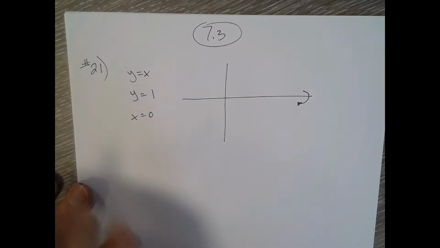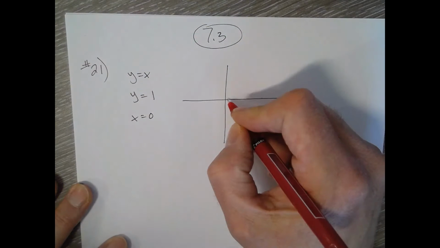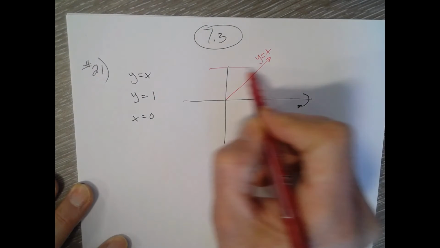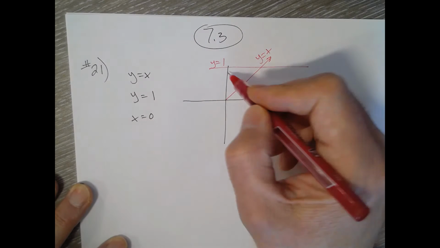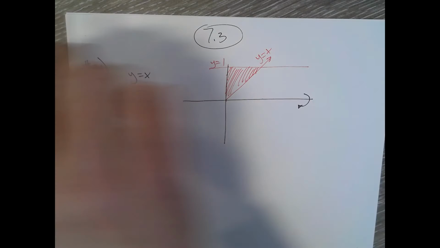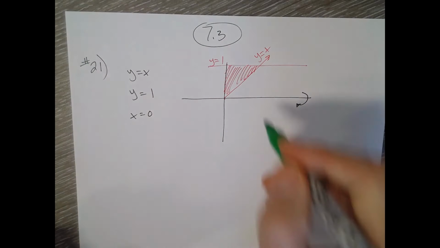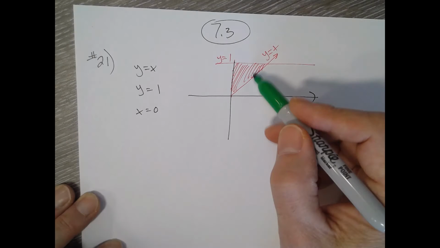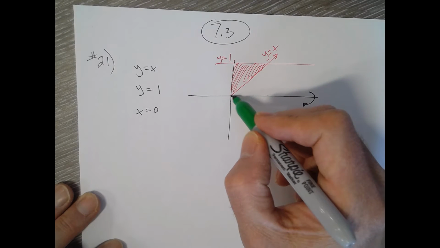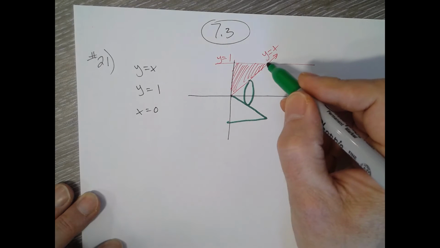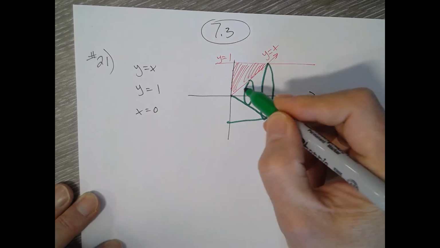All right, so we're going to graph y equals x, make a sketch of it. There's my y equals x, y equals 1, and x equals 0. So here's my area, and we're going to revolve that area around the x-axis. Okay, so you can imagine that this image is going to be reflected right over here, and each of the cross sections are going to look like this.